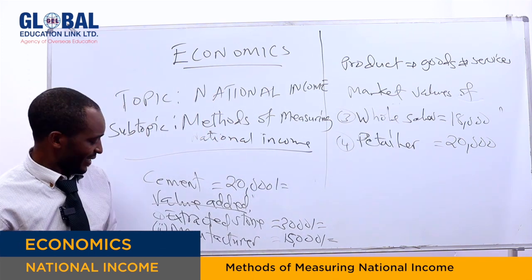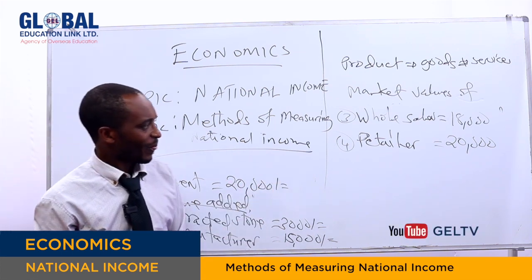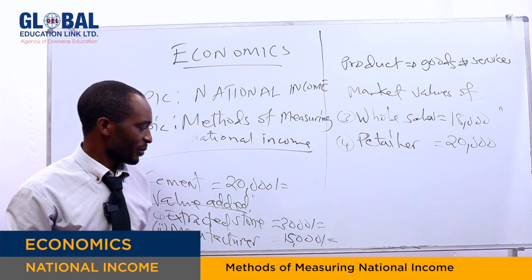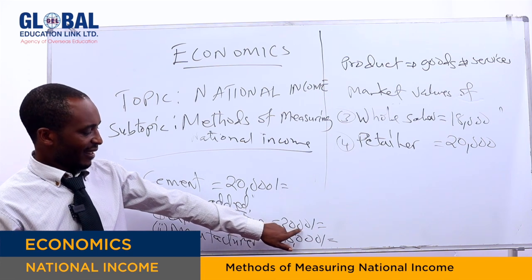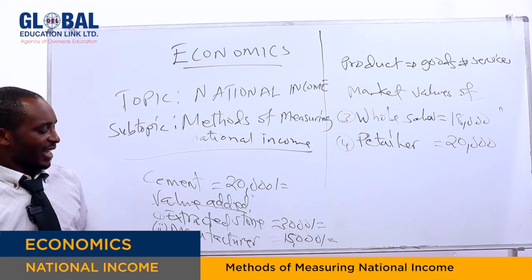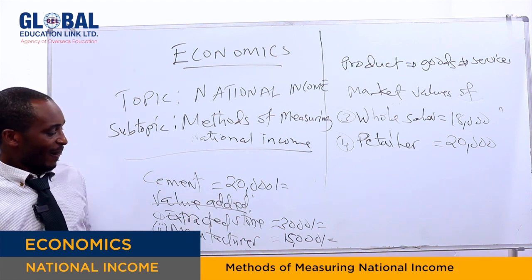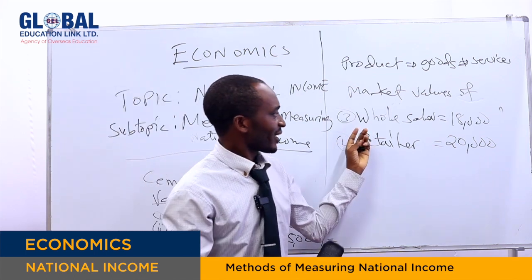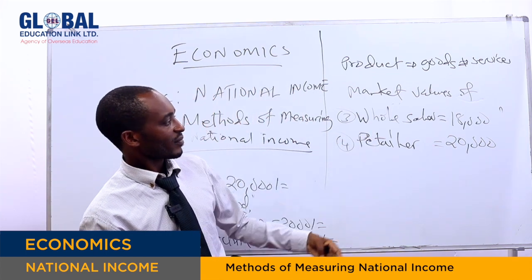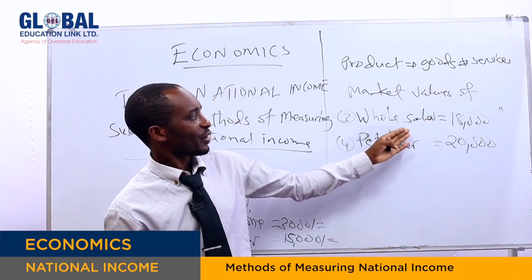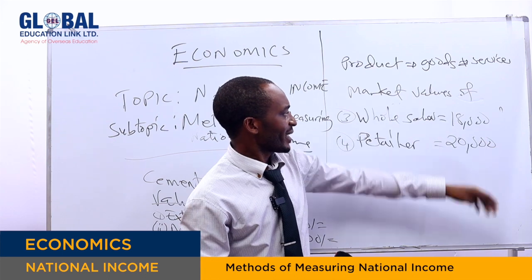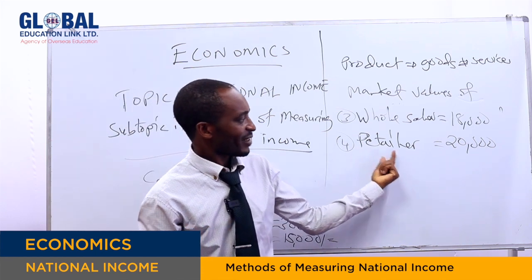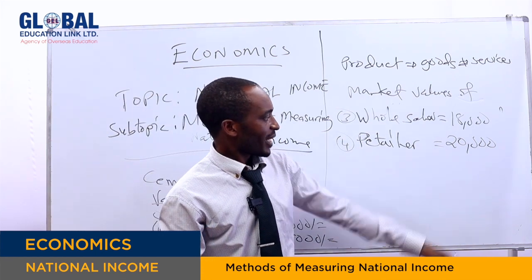Now, if you go and ask each person in the economy what is produced, person one will say he produced stones which sold at 3,000. And the manufacturer will say he produced cement and sold it at 15,000. And a wholesaler will say he collected the cement and sold it at 18,000. And the retailer will say he collected the cement and sold it to the final user at 20,000.